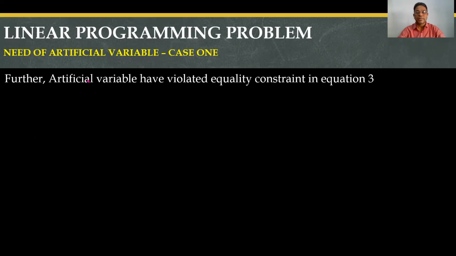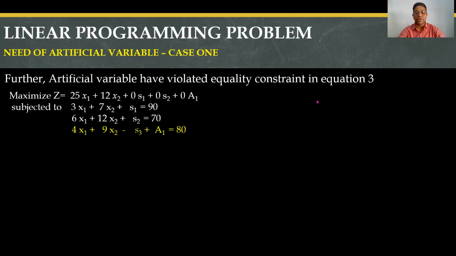But let us see here, something has happened, and that is the artificial variable has violated the equality constraint in equation 3. Okay, what equality constraint has it violated? Let us see. Here we are saying that in the third inequality to equality, 4x1 plus 9x2 minus s3 equal to 80, but here we are having plus a1 also. So there is a difference between these two equations. Here we don't have plus a1, here we have plus a1.